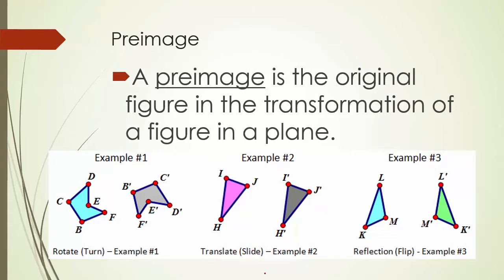Pre-image. A pre-image is the original figure in the transformation of a figure in a plane. So a pre-image is the original image. So this one over here is our pre-image because it doesn't have the apostrophe by the points. So same over here. So it'll say B, C, D, E, F, and here it'll be H, I, J. And here is K, L, M. Those are our pre-image or original figures.